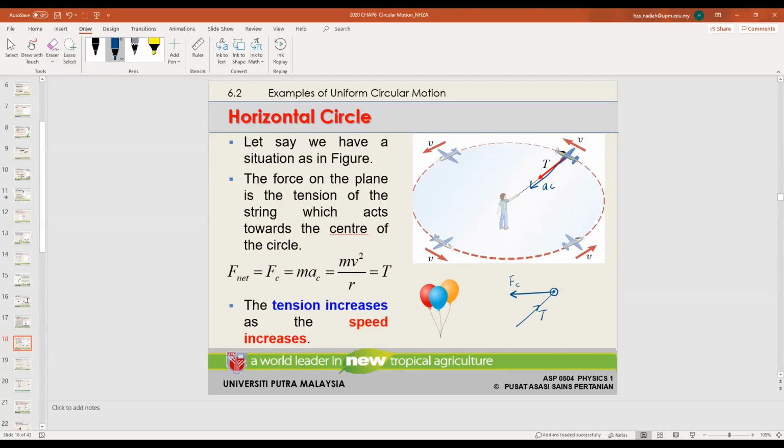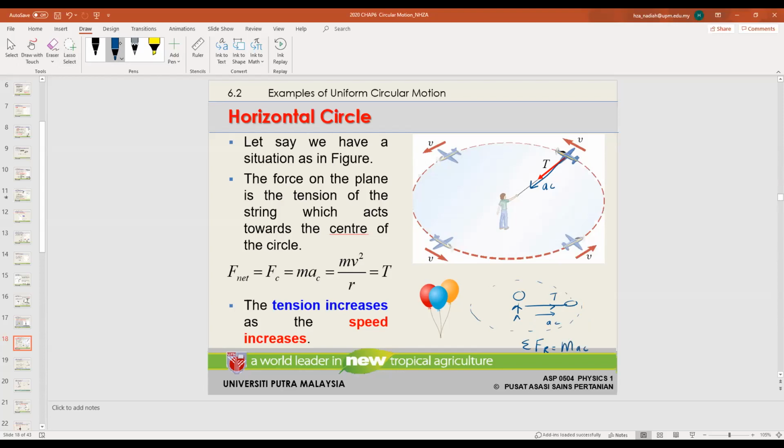So now, oh, kat sini dia buat horizontal. Sorry, saya kasih example yang susah. Sorry, my bad. This is actually a horizontal string. So this is me over here. I have a horizontal string and this is my airplane and it moves. Kiranya tak ada angle lah. Okay, so tension is this way, AC is also this way. So that is why this equation is like that. So FR equals MAC.